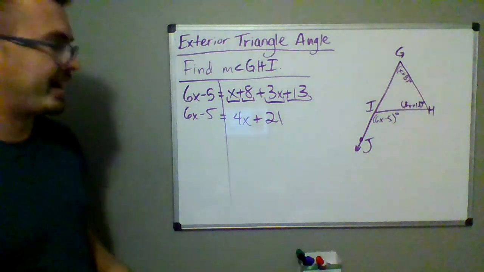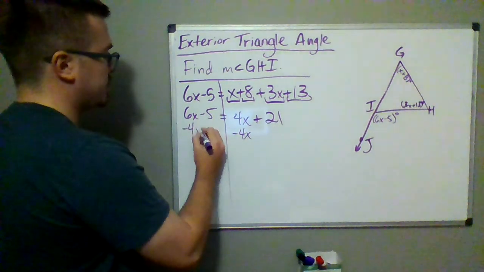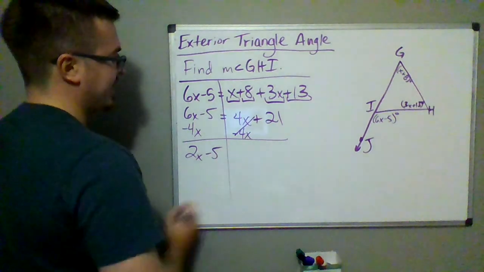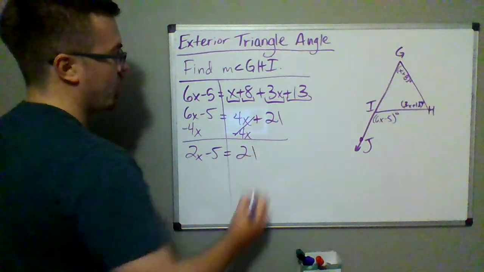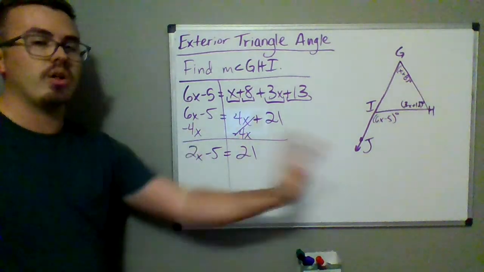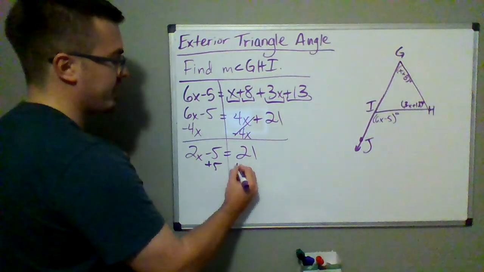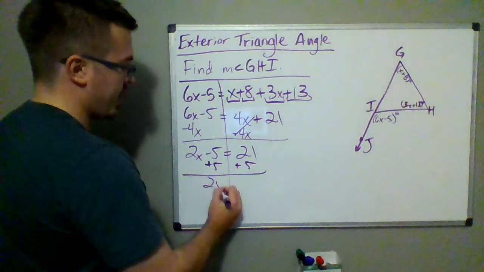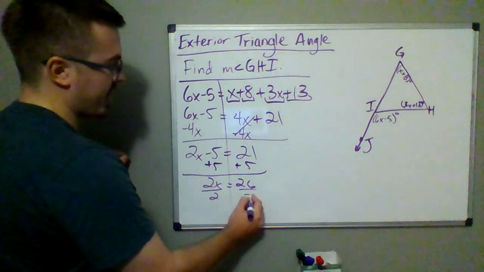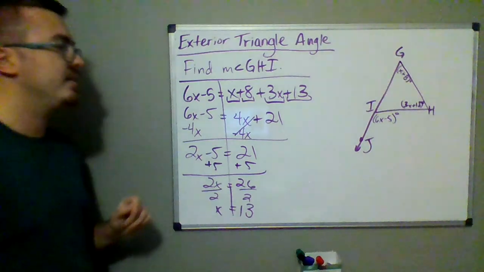Next step, let's get our x's on the same side. So I'm going to subtract 4x. That's going to leave me with 2x minus 5 is equal to 21. So now we've got all of our x's on the left, so let's get all of our numbers on the right. Let's get rid of that minus 5 by adding 5. 2x is equal to 26. And then divide by 2, so that x is equal to 13.